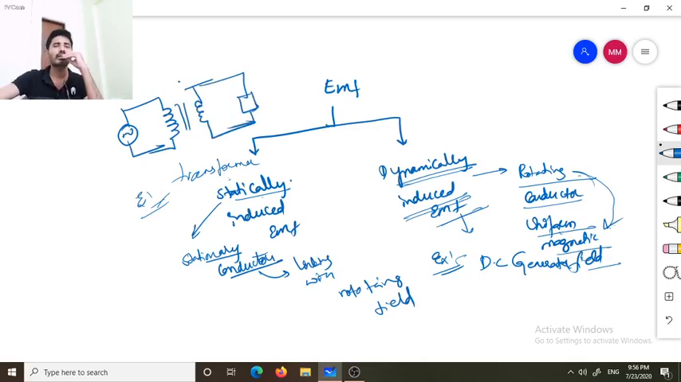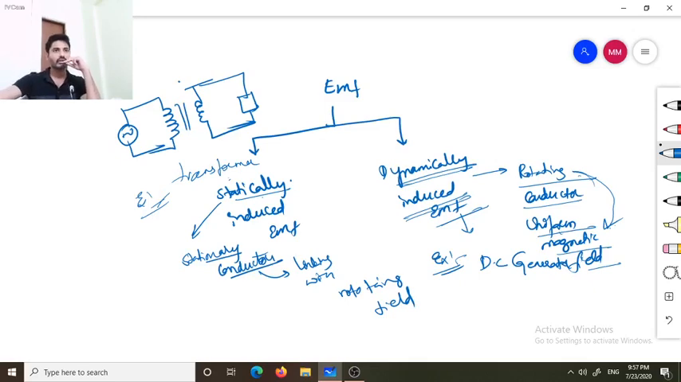So this is a schematic diagram of a transformer. This transformer has two windings which are not electrically connected but magnetically linked. I already told that. So energy transfer takes place through induction in the case of a transformer.